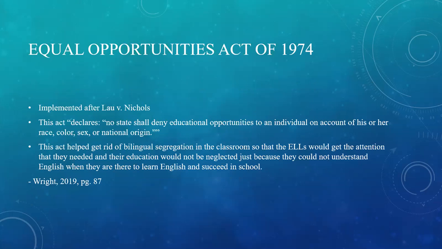Next is the Equal Opportunities Act of 1974, which was implemented after Lau v. Nichols. This act declares no state shall deny educational opportunities to an individual on account of his or her race, color, sex, or national origin. This act helped get rid of bilingual segregation in the classroom so that the English language learners would get the attention that they needed and their education would not be neglected just because they could not understand English when they are there to learn English and succeed in school.